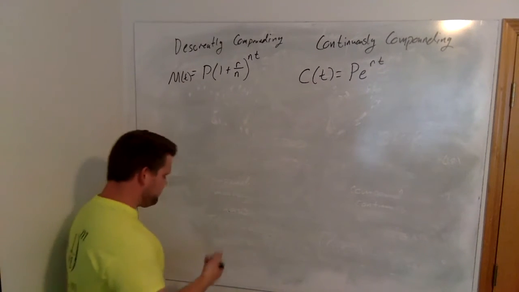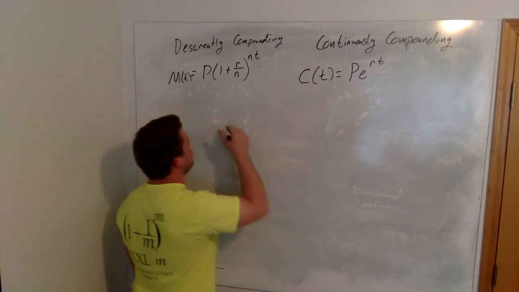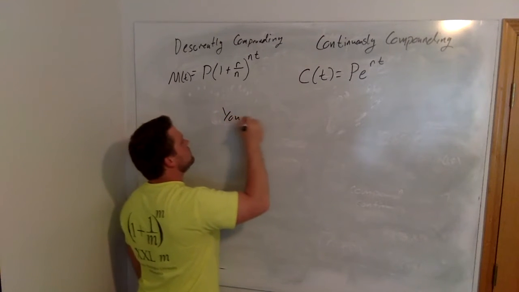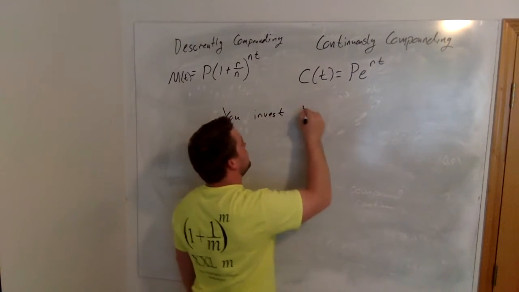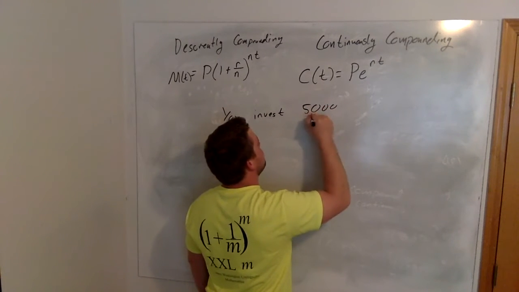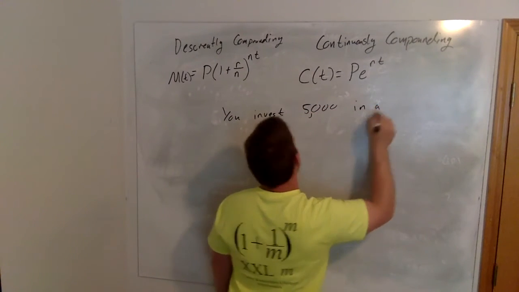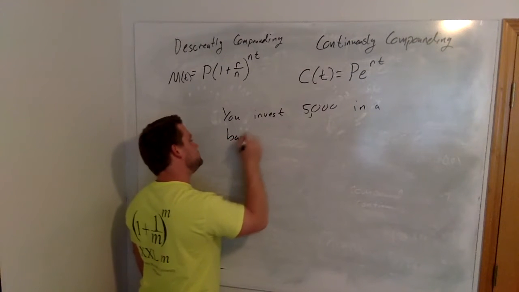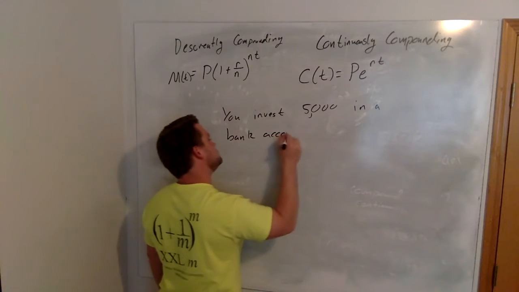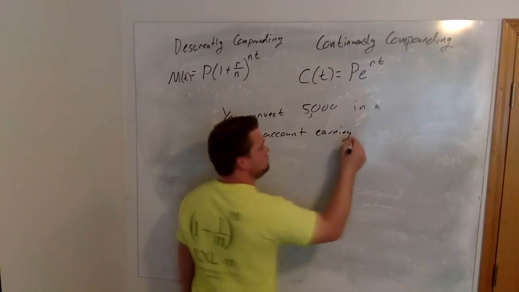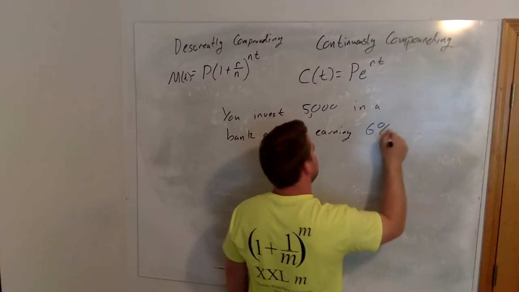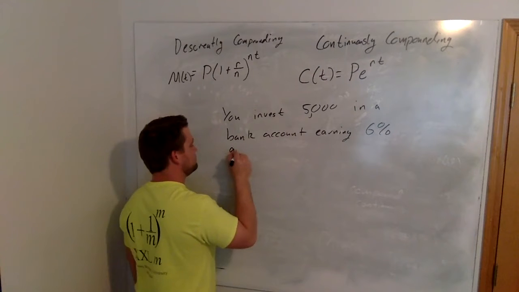Let's do an example. Let's say you invest, I don't know, how about $5,000 in a bank account earning, let's say, 6% annual interest.